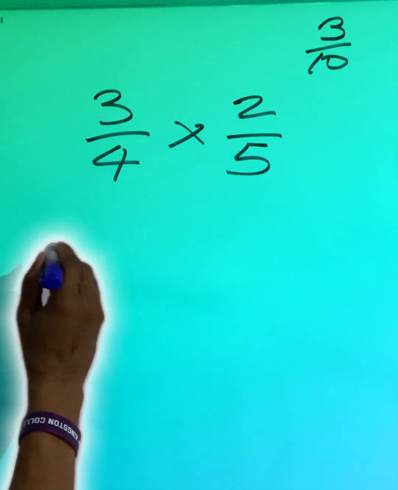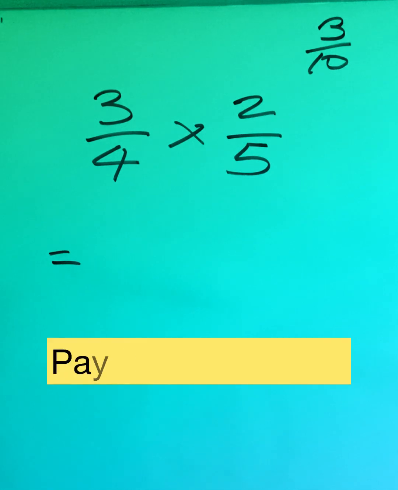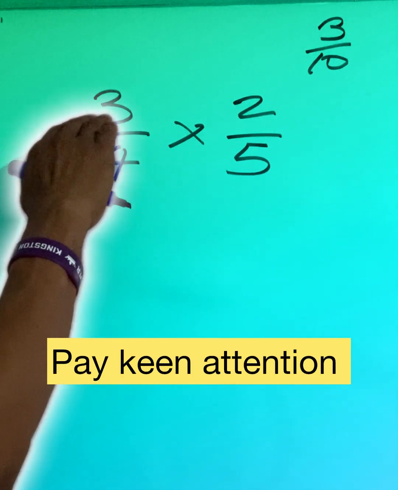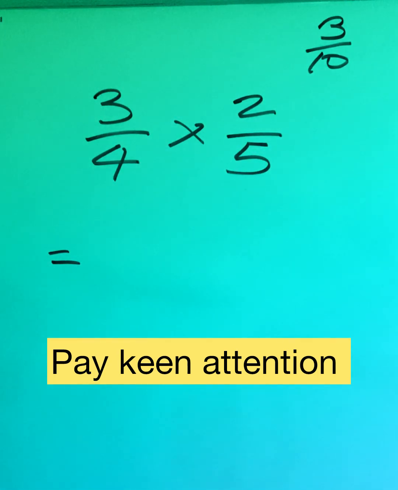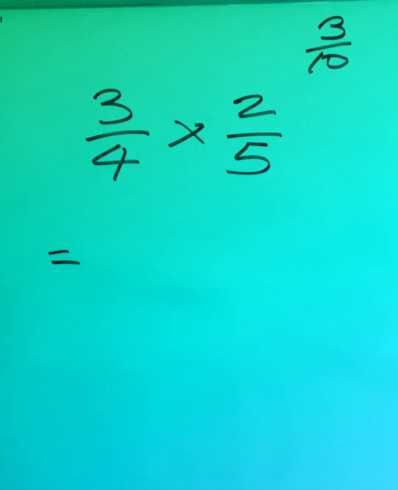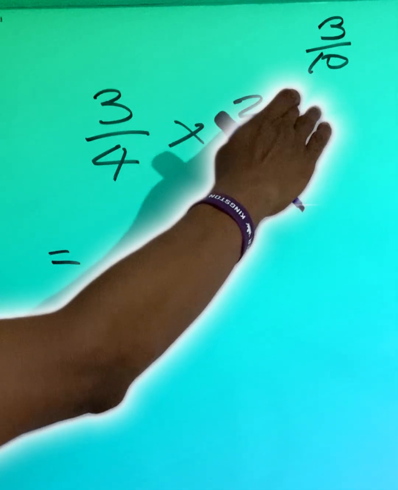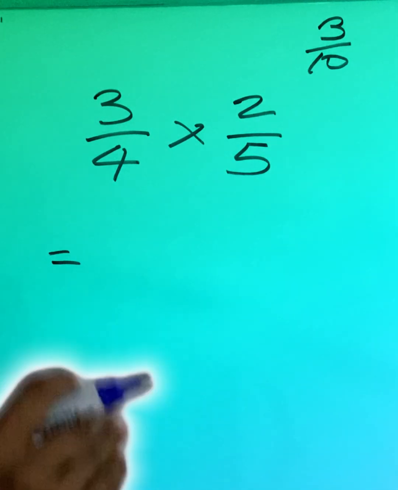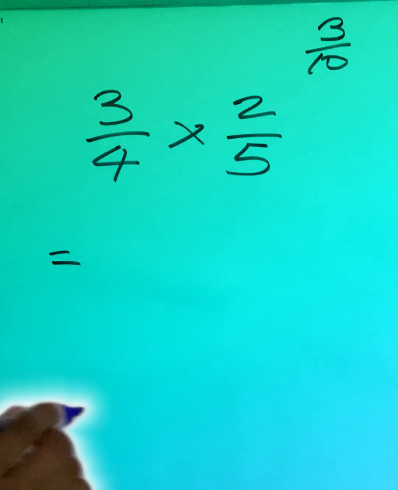Okay, when you see fractions being multiplied, what you can do is this. First thing you ask yourselves, am I seeing anything in the numerator that can go into the denominator without leaving a remainder? Or can I find a factor that can go into the numerator and denominator without leaving a remainder?